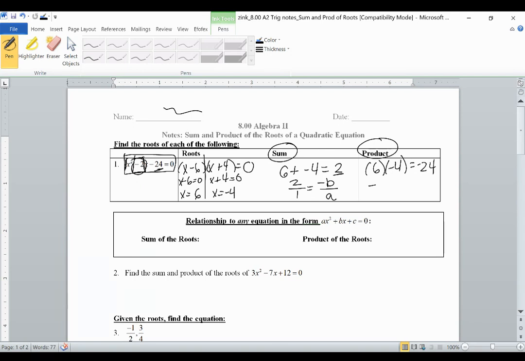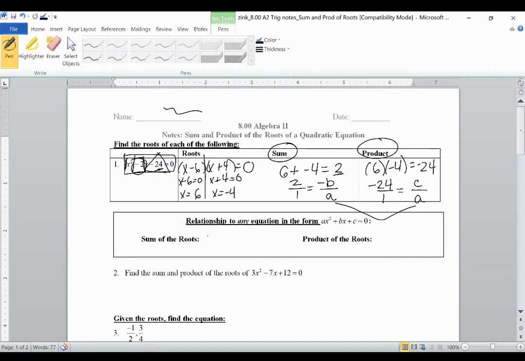Let's see if that works out with this one. So negative 24 over 1. That would give me negative 24 comes from over here. That's my c. And again, my a is 1. And these match up because the a's are both the same. Both a's are 1s.